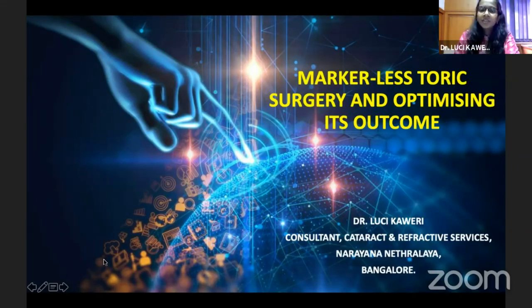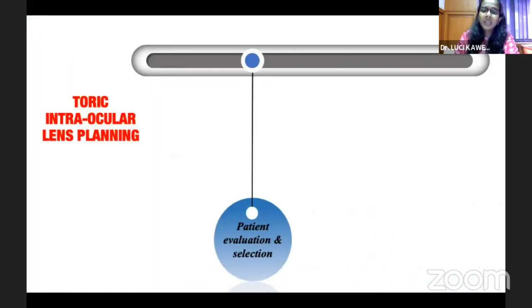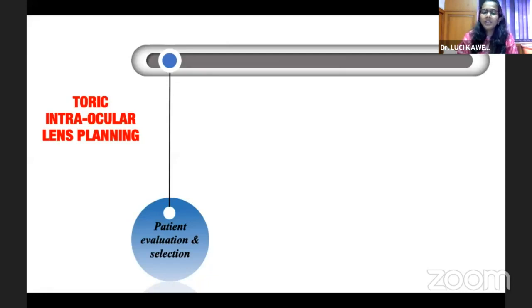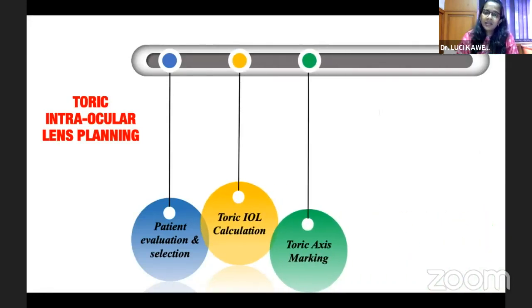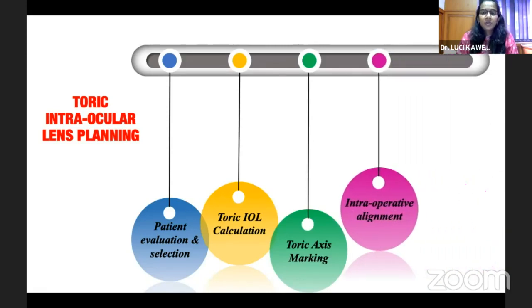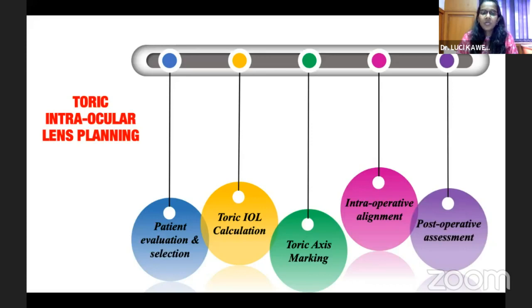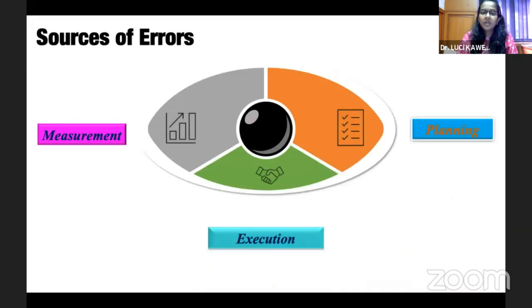Thank you, Dr. Naren, for the kind introduction. I'll be talking about macular toric surgery and how to optimize its outcome. When we do a toric intraocular lens, we have to select our patients carefully, do a proper calculation, the axis marking. It also involves a proper intraoperative alignment and post-operative assessment. All these steps are very important to get the appropriate outcome.